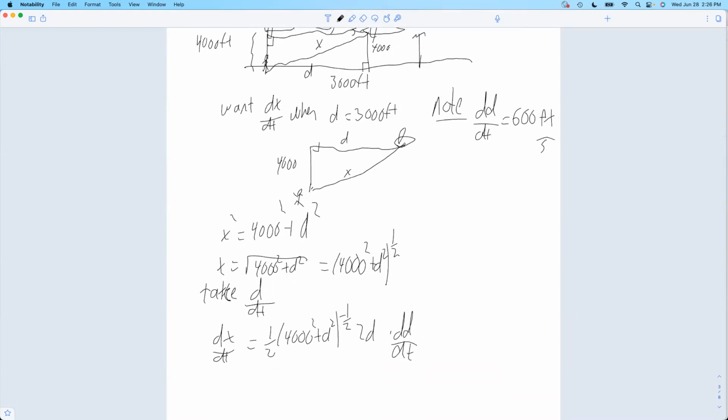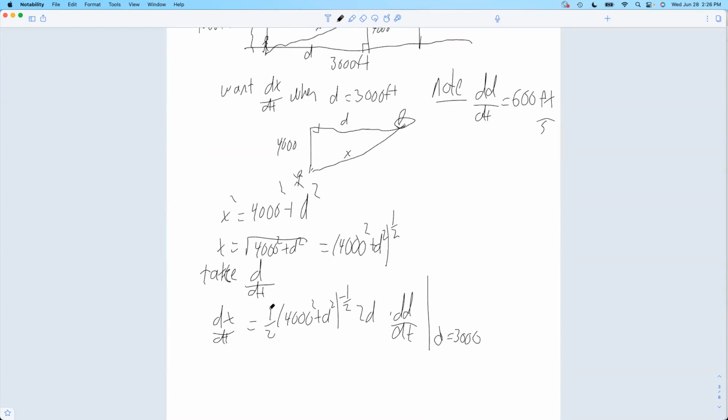So I want dx/dt. I want this evaluated when d equals 3,000. So now we just plug everything in. So dx/dt will be, I'm going to rewrite this. Notice first off, the 2's cancel. I get d over the square root of 4,000 squared plus d squared times dd/dt.